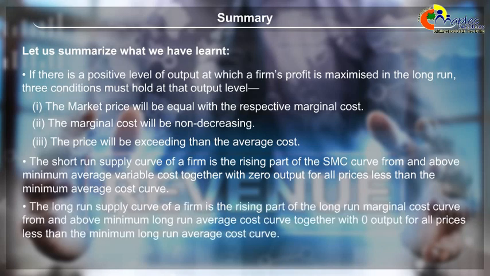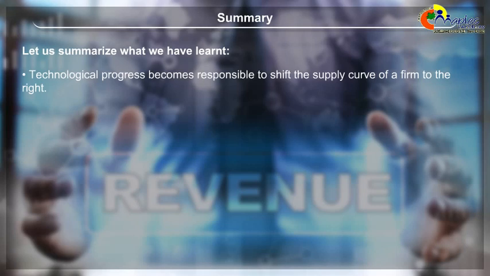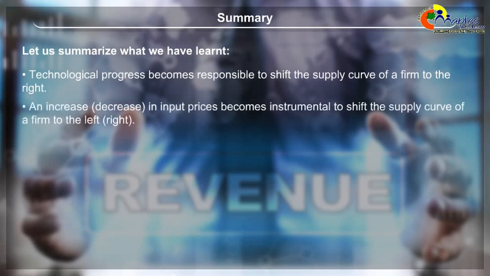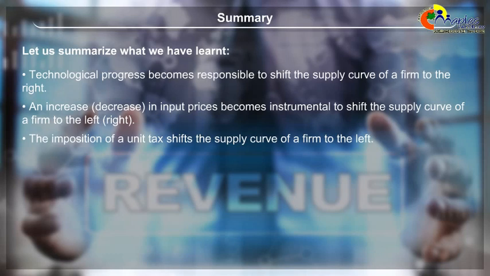The long-run supply curve of a firm is the rising part of the long-run marginal cost curve from and above minimum long-run average cost, together with zero output for all prices less than the minimum long-run average cost. Technological progress becomes responsible for shifting the supply curve of a firm to the right. An increase or decrease in input prices becomes instrumental in shifting the supply curve of a firm to the left or right. The imposition of a unit tax shifts the supply curve of a firm to the left.